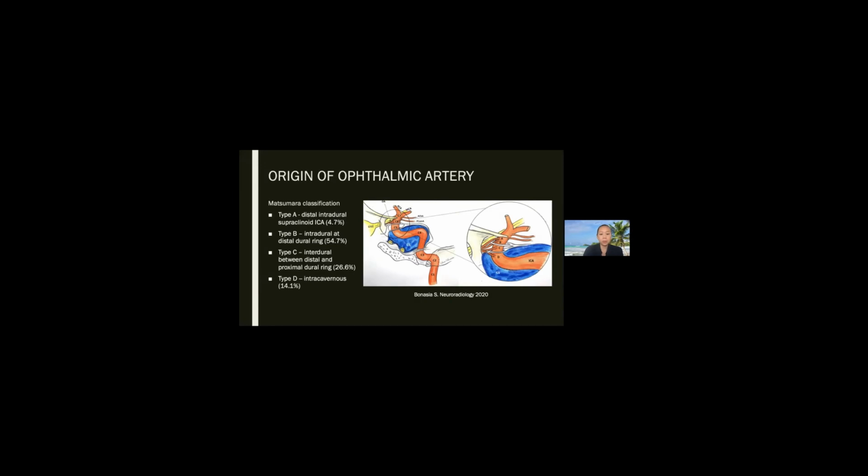This is obviously crucially important if you're looking at ophthalmic artery aneurysms and deciding whether or not to treat. If they are most commonly intradural, that's obviously a reason for treatment. But if they're located within the cavernous sinus or interdural, the likelihood of rupture is very low.